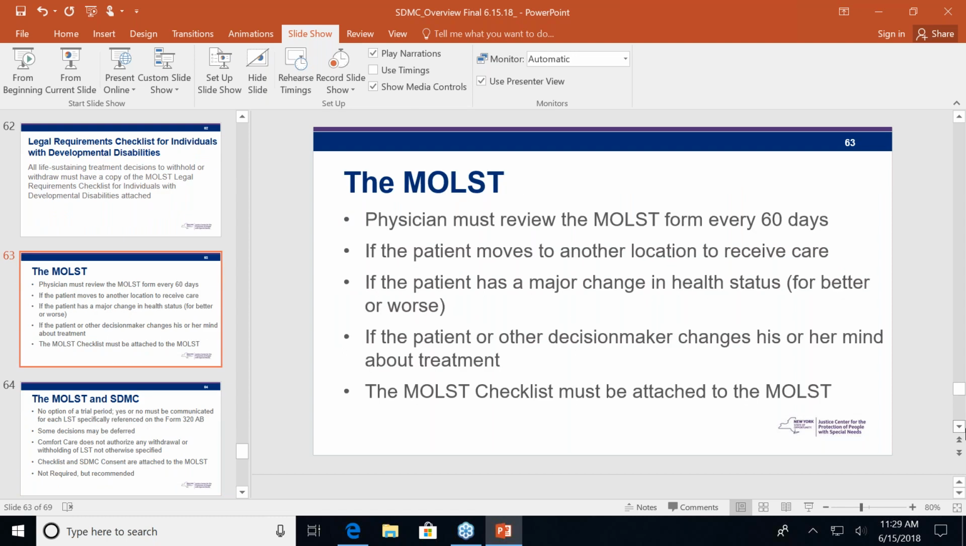The MOLST, if the MOLST is going to be completed, it should be a best practice. It should be reviewed by a physician every 60 days to ensure that the person continues to meet that criteria, or that there's been no change. And there's certain conditions. If the person is transferred to the hospital, it should be reevaluated. And again, the MOLST checklist. And for SDMC purposes, also a copy of the decision should be attached to the MOLST.